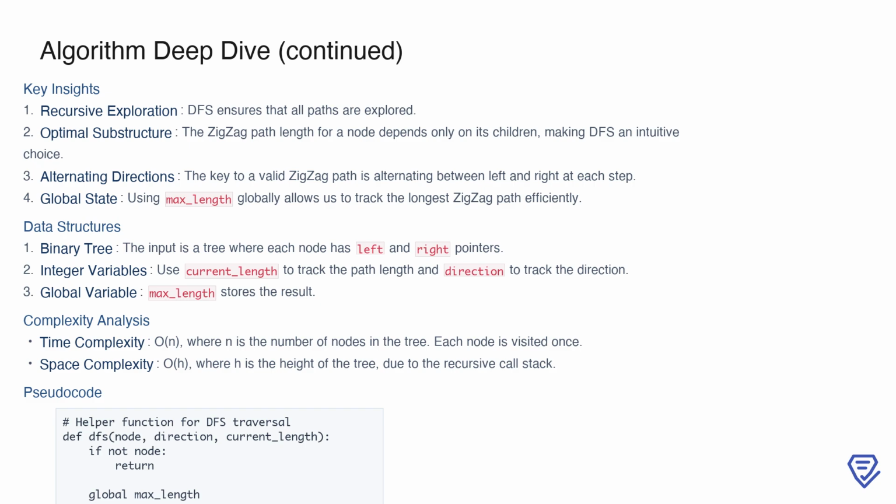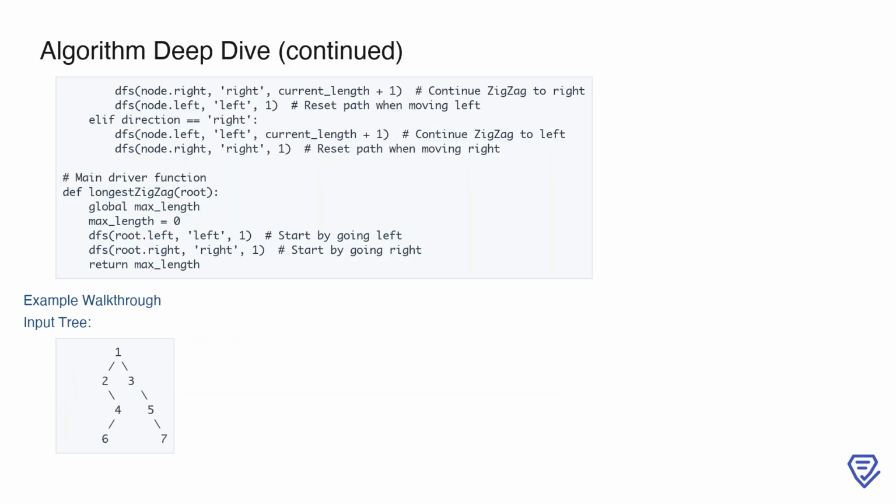From a complexity perspective, the algorithm is efficient. The time complexity is O(n), where n is the number of nodes in the tree, as each node is visited exactly once. The space complexity is O(h), where h is the height of the tree, due to the recursive call stack. The pseudocode for the DFS traversal makes these ideas concrete.